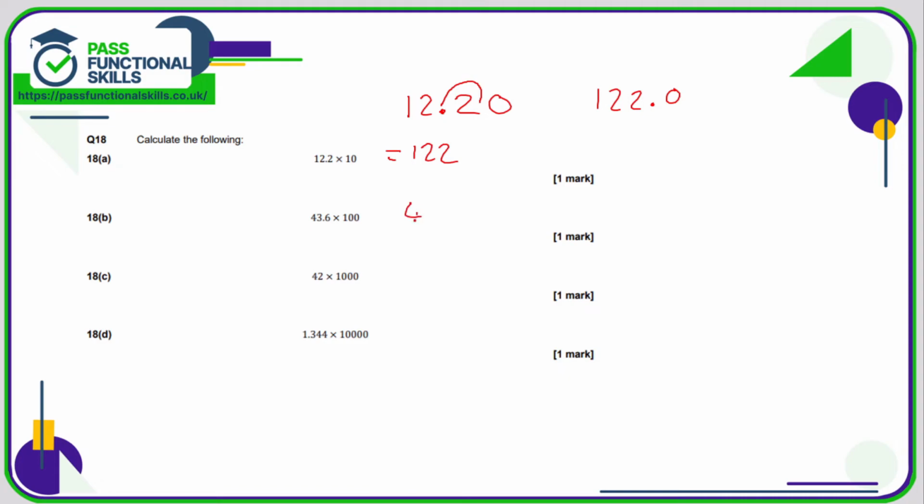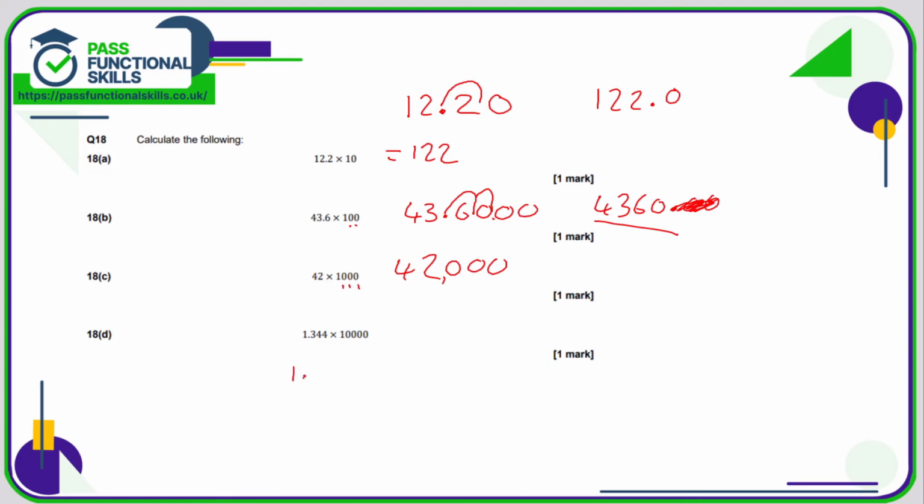43.6 times 100, multiplying by 100 means we're going to move the decimal point 2 positions to the right. So I'm going to write 43.6 and just chuck on a couple of zeros at the end. Doesn't matter how many. And now we're going to move it 2 positions to the right. So 1, 2. So the answer is going to be 4360.00. And again, 0.00 adds nothing to the number, so it's just 4360. 18C is a lot easier because we've got a whole number and we're multiplying by 1000. So just stick 3 zeros on the end and you're done, 42,000.